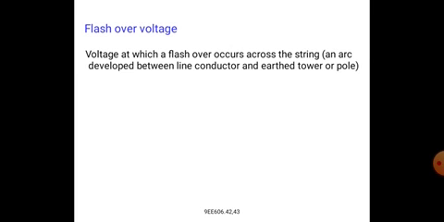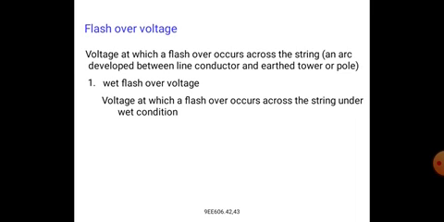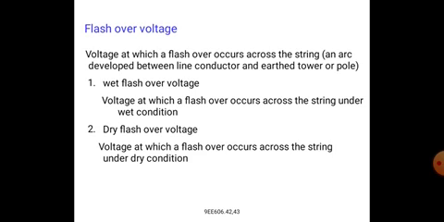So what is flashover voltage? The voltage at which a flashover occurs across the string, where an arc is developed between the line conductor and the earth tower or pole. There are two types of flashover voltage, wet and dry. Wet flashover voltage is the voltage at which a flashover occurs across the string under wet condition. Dry flashover voltage is the voltage at which a flashover occurs across the string under dry condition.